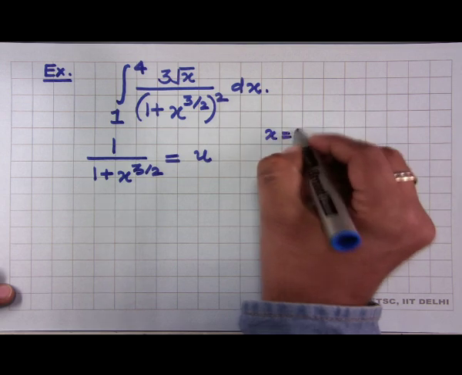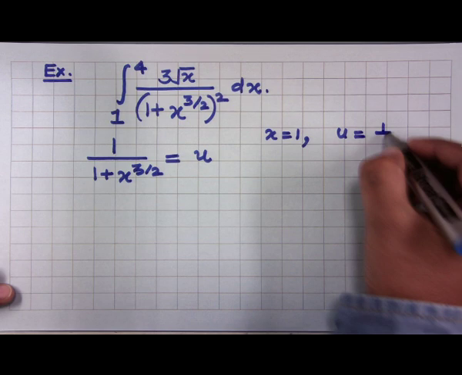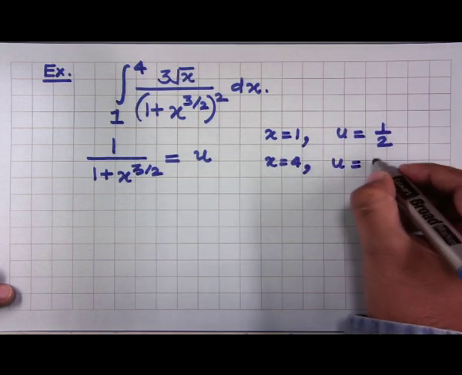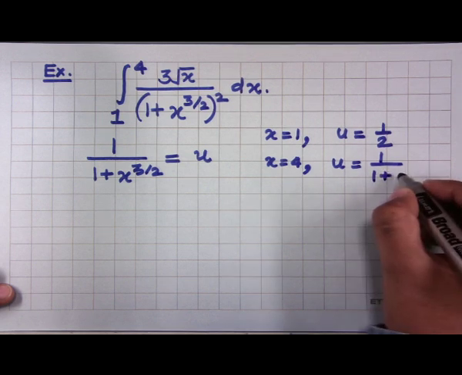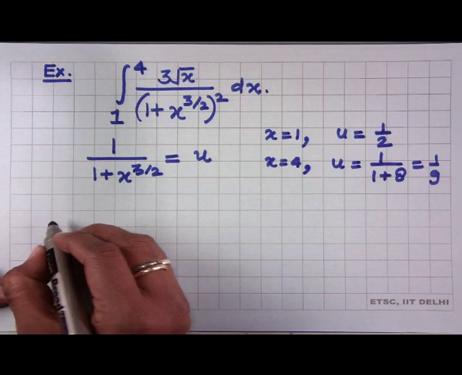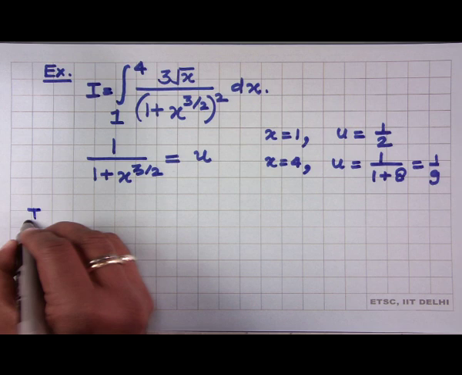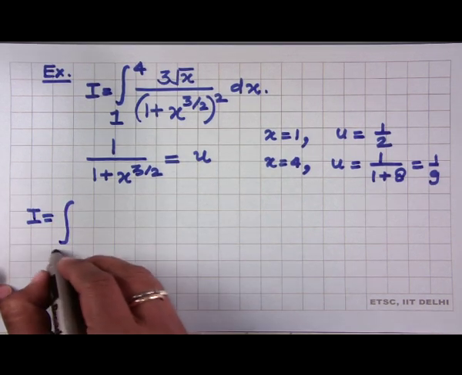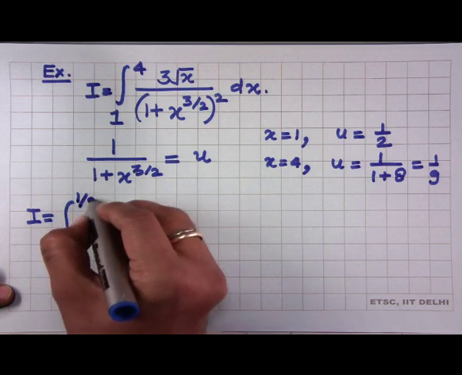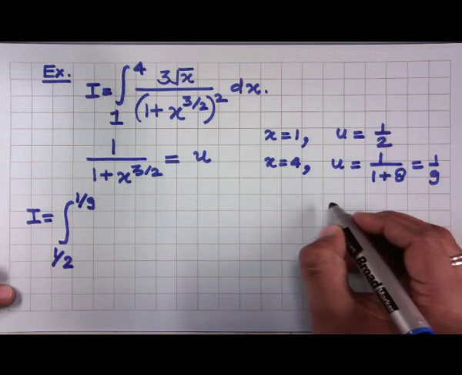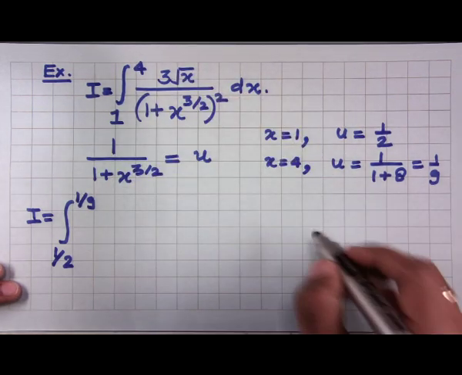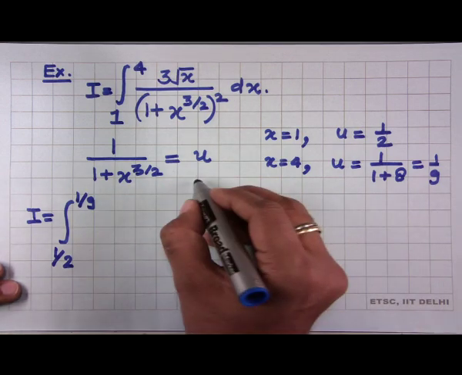So, x equals 1 will give you u equals 1 by 2, and x equals 4 will give you u equals 1 upon 1 plus 8, that is 1 by 9. So, this integral I will be, as 1 goes to 1 by 2 and 4 goes to 1 by 9. Now, differentiate this so that you find the relationship between this integrand and du. So, for that let us differentiate this.